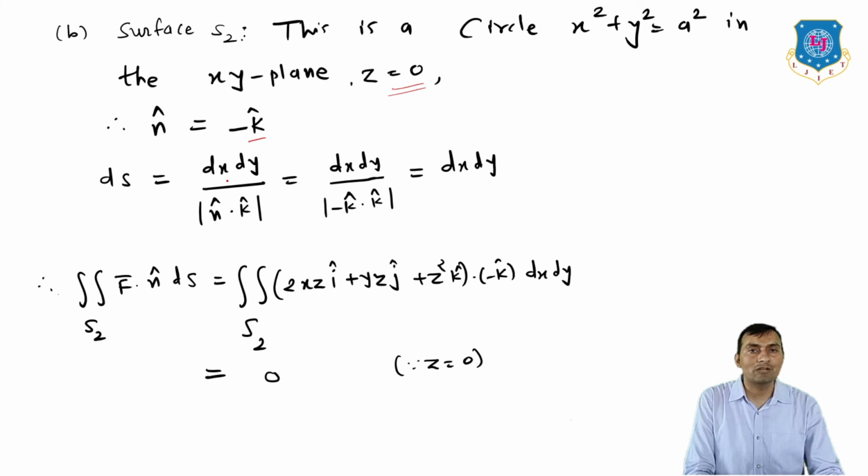So ds can also be written as dx dy divided by the modulus of n cap dot k cap. Here n cap is minus k cap, and dotted with k cap the answer will be minus 1, but the mod of minus 1 will be plus 1. So we have ds equal to dx dy. Therefore the double integration over the surface S2 will be 0, because the integrand contains a term that is 0, and k dot k part is going to be 0. So its answer will be 0.